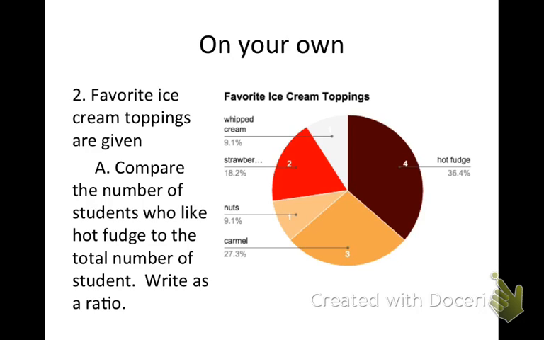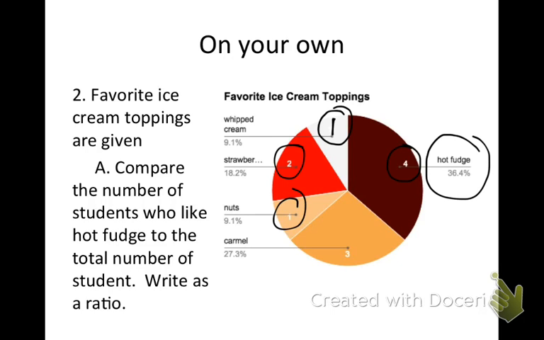So here's another one. Write this down again in your notebook on your own. Number 2, favorite ice cream toppings are given in this graph. Compare the number of students who like hot fudge, so here's hot fudge, to the total number of students, and you're writing it as a ratio. These numbers you can barely see, that one is the number 1. So that's the number of students, so you don't have a lot of students here.